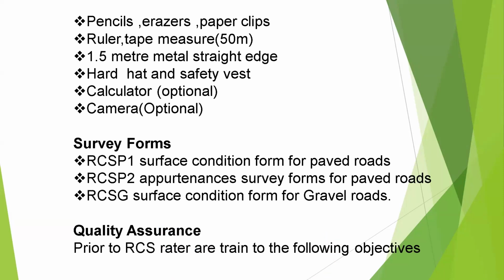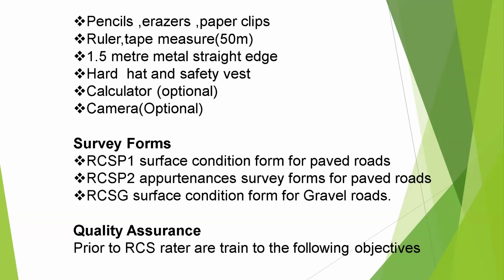The forms are in three forms. We have the RCSP1, which is for the condition. They have the RCSP2 for the appurtenances, that's the shoulders and other areas, and we have one for the gravel. How do we ensure quality assurance when taking the road condition survey?